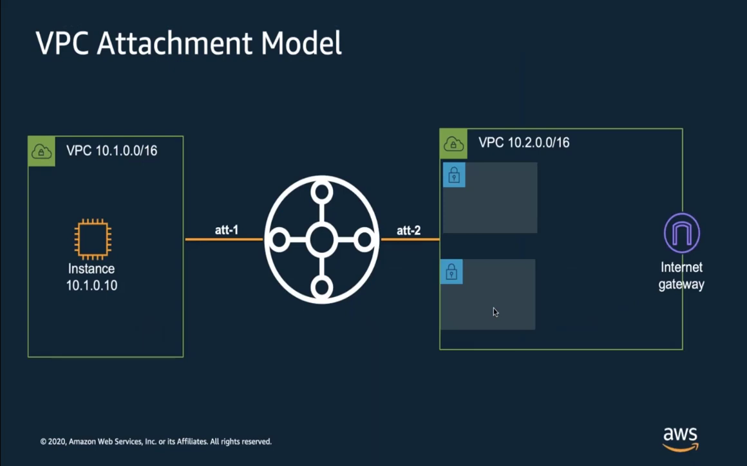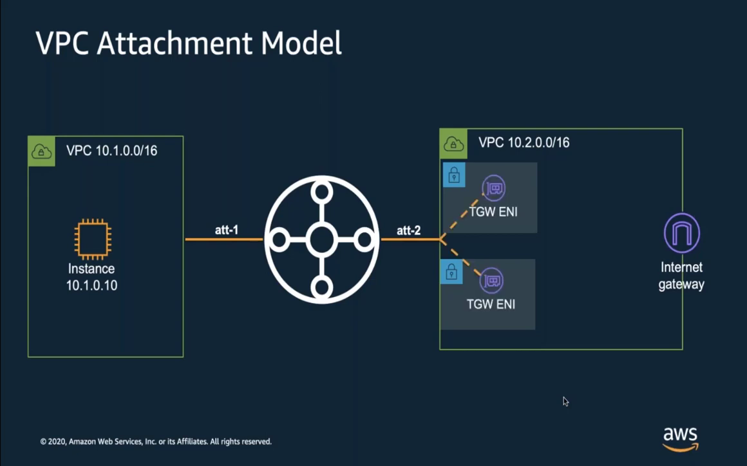So let's start with the VPC attachment model. And we're simplifying the design here a little bit. We have a VPC on the left. This is our source VPC. This is where we have an instance that needs to communicate with the internet. That VPC doesn't have direct internet access itself. Then we have a VPC on the right. This is going to be a security VPC where we will have our appliances. You can see that VPC has an internet gateway, so it's able to communicate with the internet. And we have 2 subnets in there.